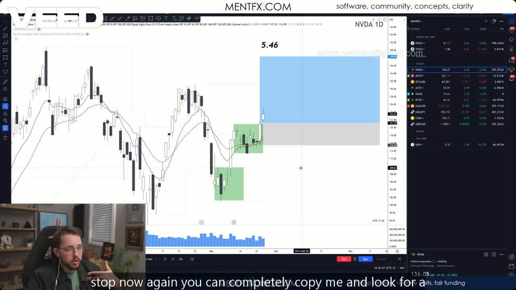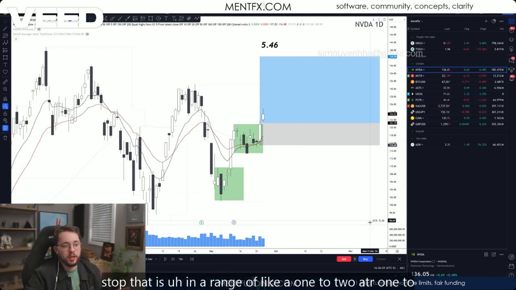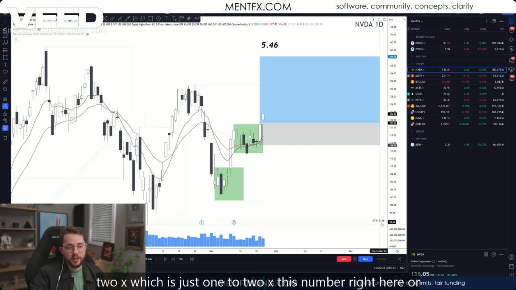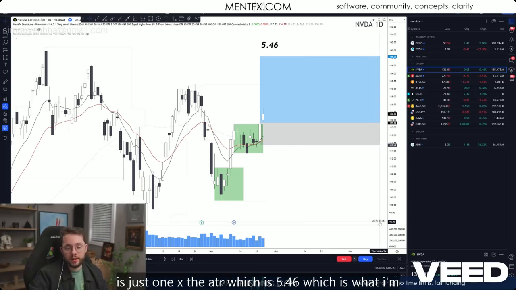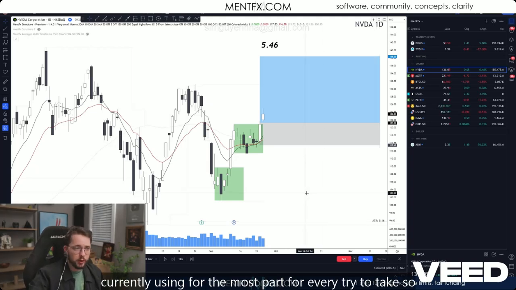Now, again, you can completely copy me and look for a stop that is in a range of like 1 to 2 ATR, 1 to 2x, which is just 1 to 2x this number right here, or even just 1x, which is what this is, right? This right here is just 1x the ATR, which is 5.46, which is what I'm currently using for the most part, for every trade I take.